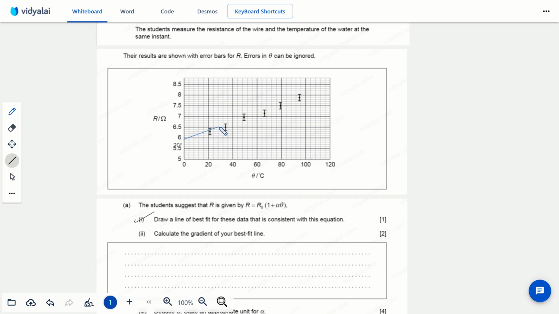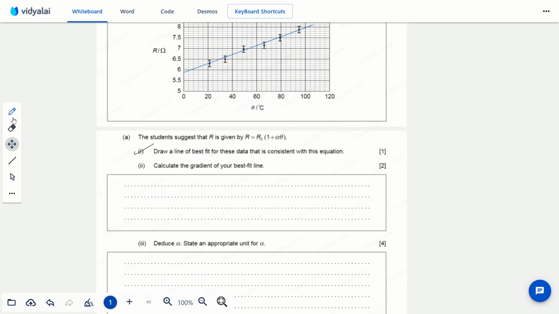So in order for us to draw the line of best fit, we need to make sure that the line passes through all of these error bars. So it should be within all of these error bars, and we have to make sure that it either passes through most of these data points or has data points equally on either side of the line, both above and below. Okay, so we have completed this first part.